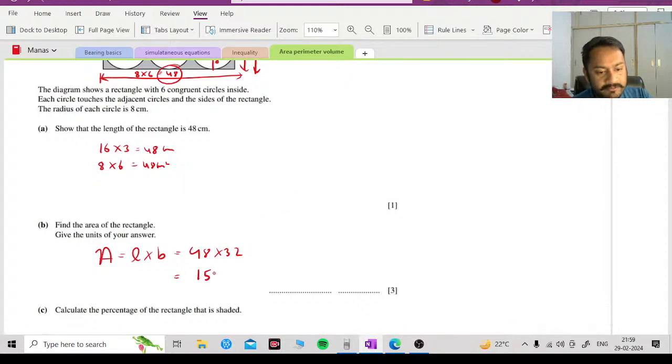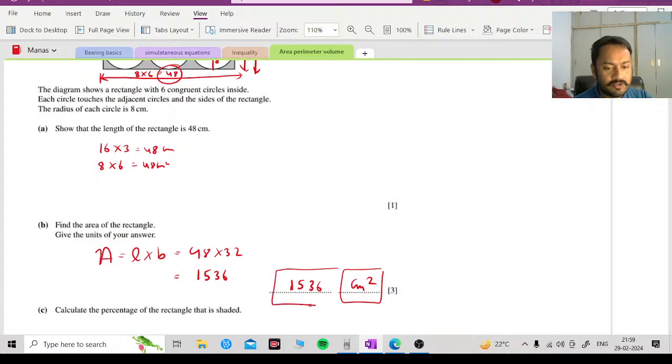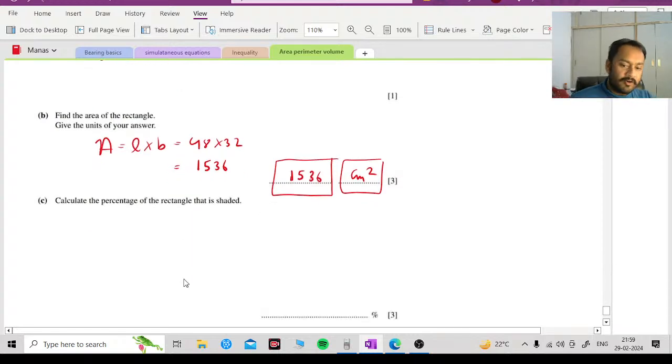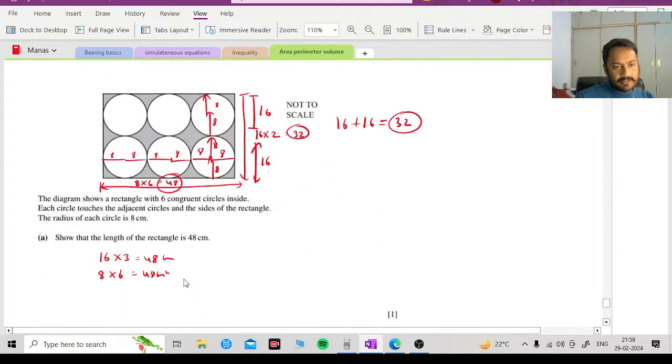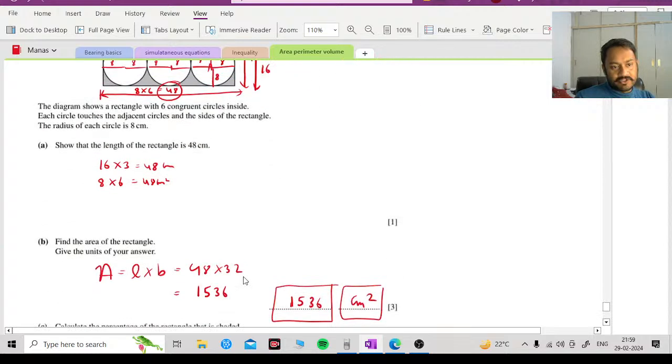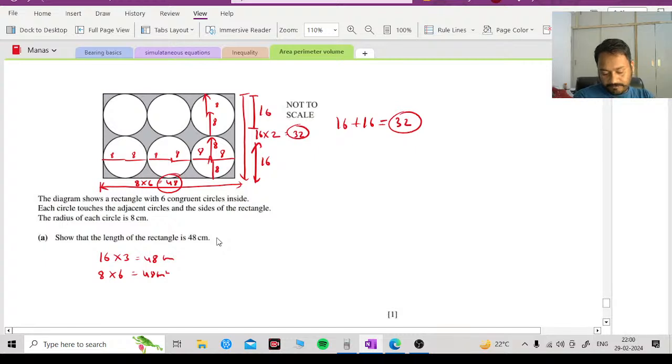So 1536. Now what will be the unit? The unit will be centimeter square. You can see that the unit is not given this time, so we have two blanks that we have to write like this. Now calculate the percentage of the rectangle that is shaded. This answer I am waiting for from you all. That is the question, and you can see the figure here.